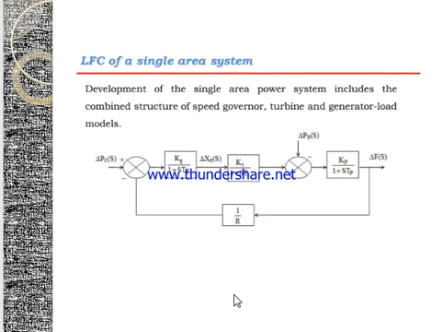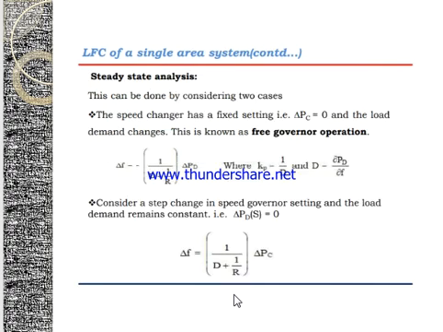So the load frequency control of a single area system includes the combined structure of the speed governor, turbine and the generator load models. All these models have been discussed in the earlier lectures. For steady state analysis, under the steady state condition, the speed changer has a fixed setting, that is del PC is equal to 0, and the load demand changes. This is known as free governor operation.